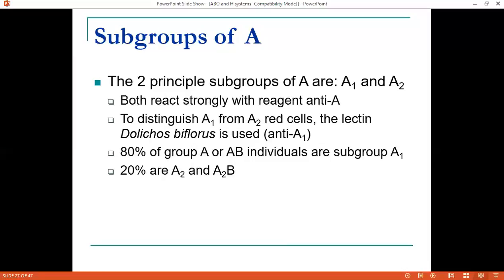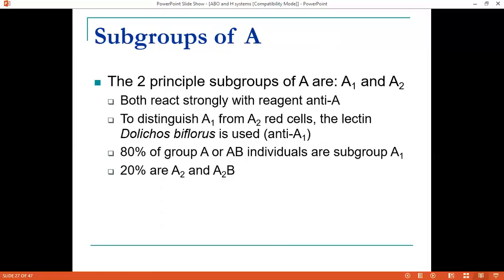However, if we were to use a specialized reagent antisera known as a lectin, and this lectin specifically is known as Dolichus biflorus because it is an anti-A1 antibody. And Dolichus biflorus is actually a plant that's able to produce this antibody that we want. So it's able to produce specifically anti-A1, not just anti-A. And we could use this specific lectin to test both A1 blood group people and A2 blood group people. And I'll show you in a second on a chart what the difference would look like.